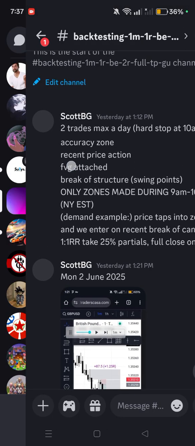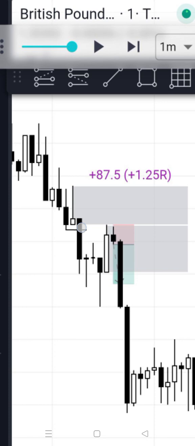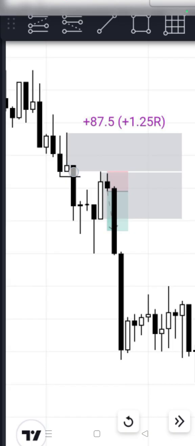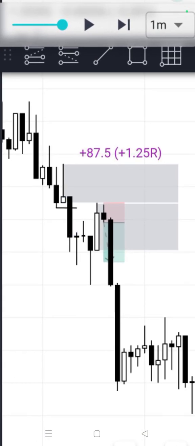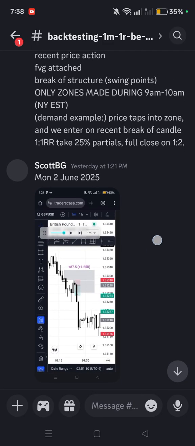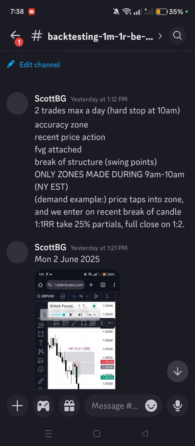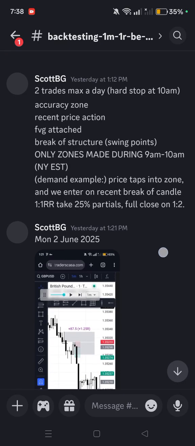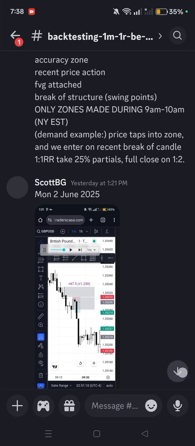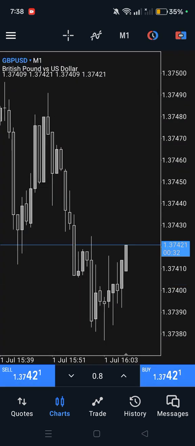And FEG attached, by that I mean the candle which closes, which pretty much makes the zone valid. That closes below, so there's supply, up and then down. The candle that breaks this low is also an FEG. That's what I mean by an FEG attached. And it's only fresh zones. I'm not gonna use zones that have already been tapped and used. So we're entering on break of candle, 1 to 1 we take break even, and then we full close on 1 to 2. That's pretty much it. So I'm just gonna sit here for an hour every single day.